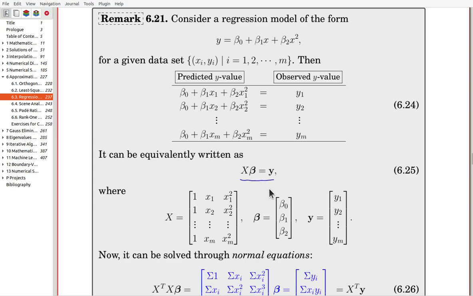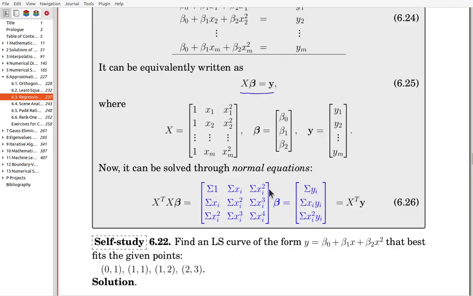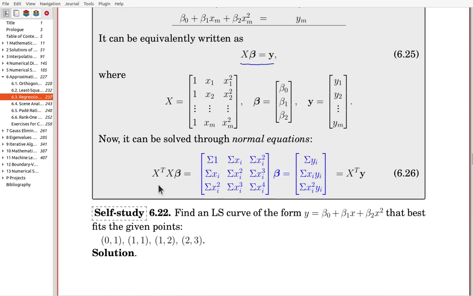And again, we may try to use the method of normal equations. X transpose is multiplied, then we have that matrix, and also the right-hand side can be obtained in this way. This one has a pattern. It's a summation. Every summation is one summation, so that one will be m.